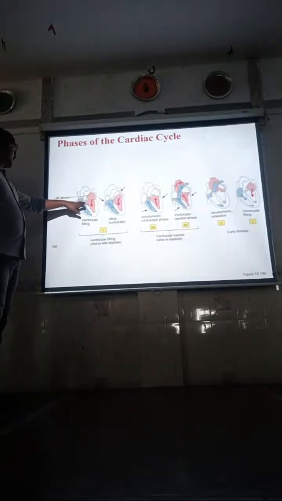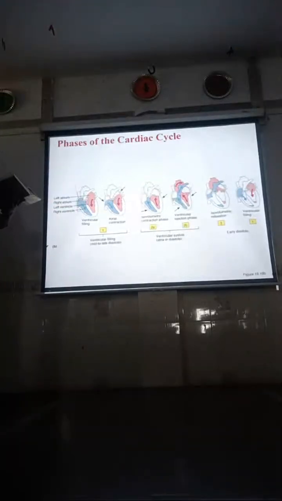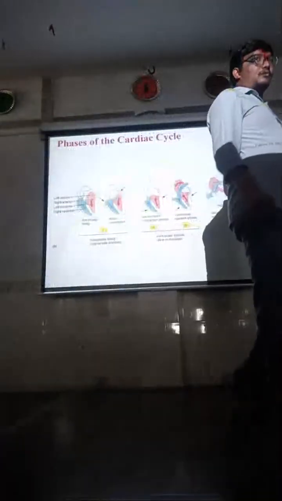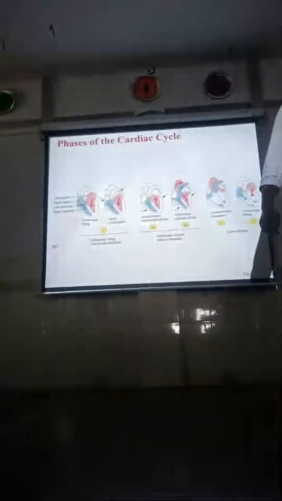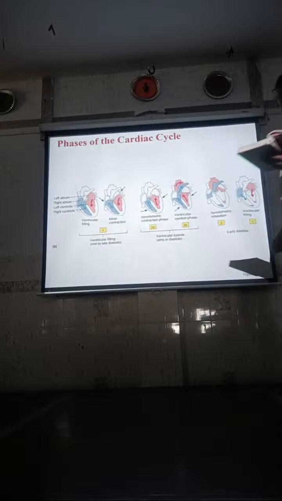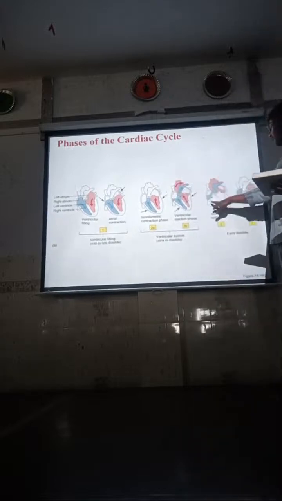You look at this picture. Due to the opening of semilunar valves, there is isotonic contraction of the ventricles. What will happen? Blood is ejected out of both ventricles.